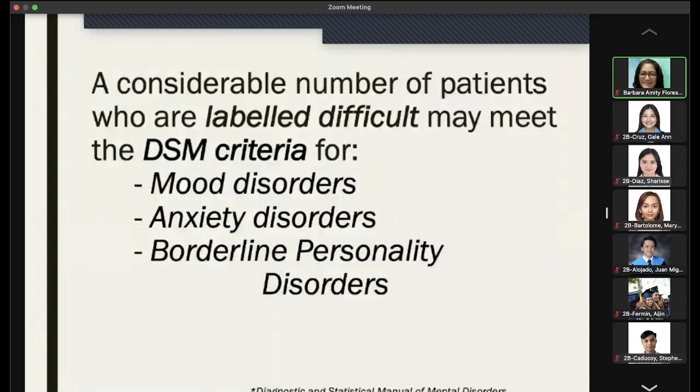So some patients who are labeled as difficult may actually have psychiatric conditions or may actually meet the Diagnostic and Statistical Manual of Mental Disorders criteria for mood disorder, anxiety disorder, borderline personality disorders. So they are difficult not because of any other reason, but because they have an underlying psychiatric condition.